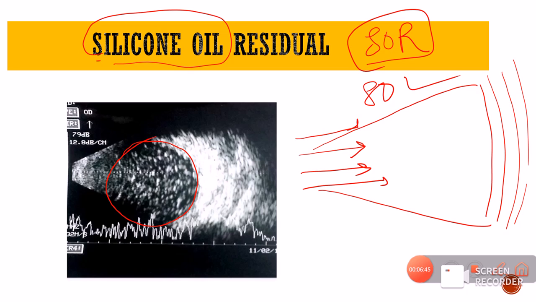However, the difference is that there is no zone of echolucency. It is present all throughout. Ask for a history of silicone oil removal or any history of vitreoretinal surgery in which silicone oil was used.